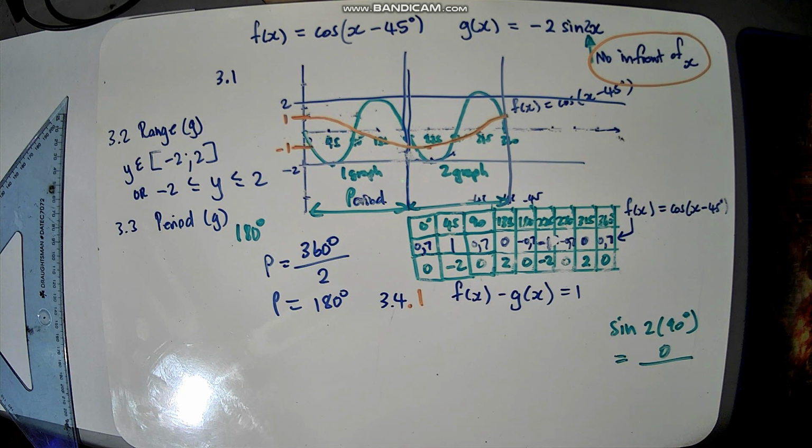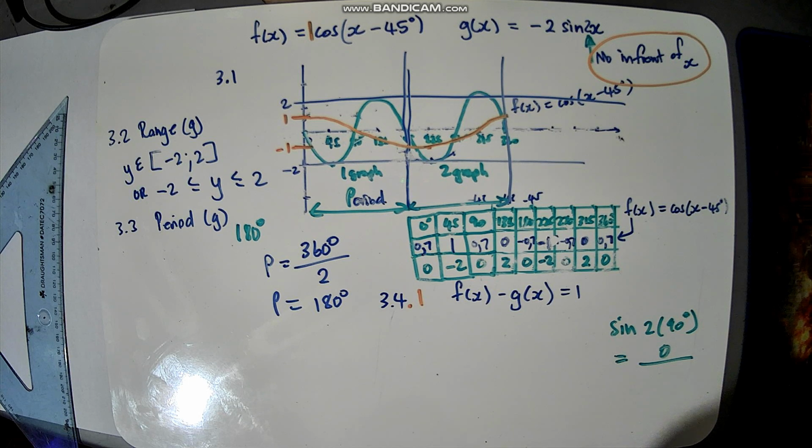Okay, please note my scale is not too accurate because I drew this freehand without having proper measurements. So notice that the first graph, the amplitude is 1. So f of x, the amplitude is 1. So notice the graph would be somewhere there.